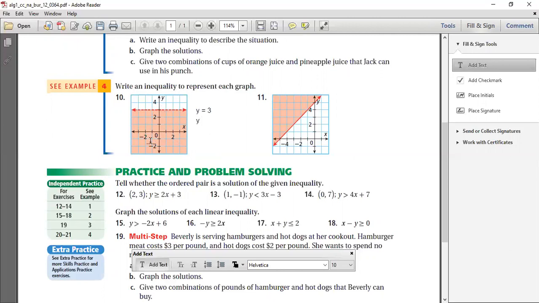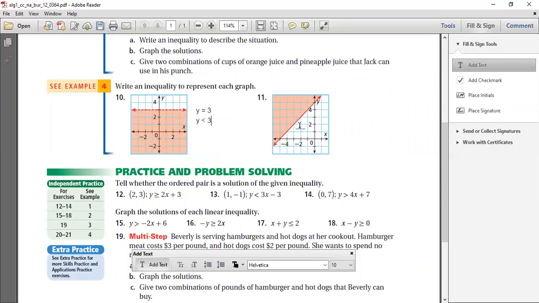Now, as I told you before, anything below the line is going to be a lesser one, so that's going to be y is less than 3. Anything which is above the line is going to be greater. Anything which is below the line is going to be a lesser one. Or as they showed in the example, you can take 0, 0. So 0 is of course going to be less than 3. So you replace the equal sign with a lesser sign.